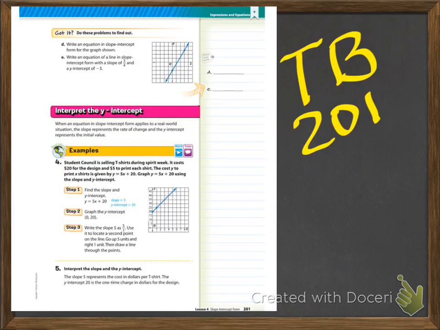All right, so now we're moving on to textbook page 201. Go ahead and get to that page now. And I'd like you to try D and E on your own.